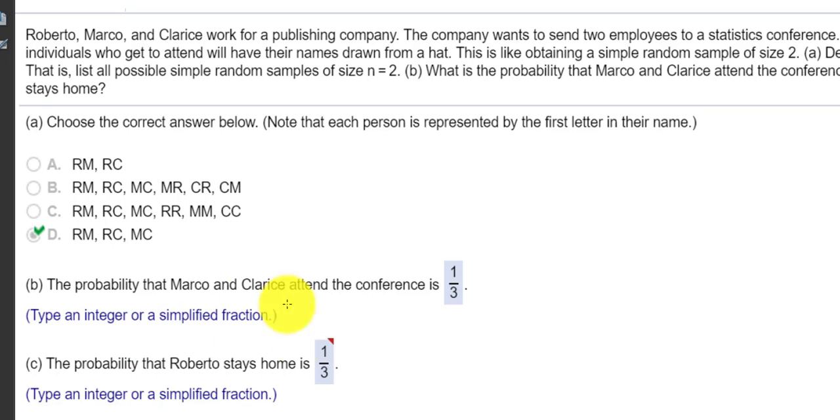All right, so there's really more than one way to do this problem. We could figure out all the ways that he goes and then take the complement. So all the ways that he goes would be 2 out of 3, and then we would do 1 minus 2/3, which is 1/3. We could also just look at the sample space and see, okay, Roberto stays home. Well, MC means Roberto stays home because Marco and Clarice are going, so 1 out of 3 would be your answer for letter C. I hope this helps a little bit.